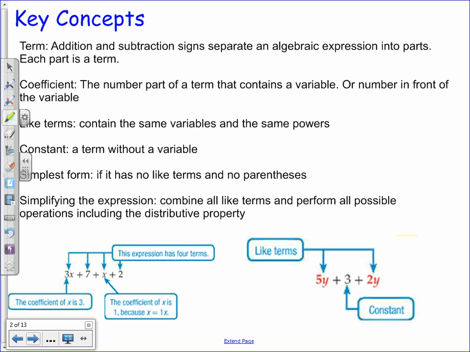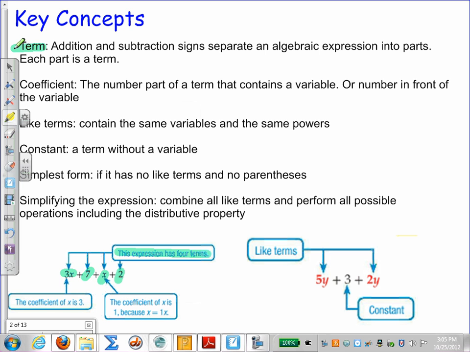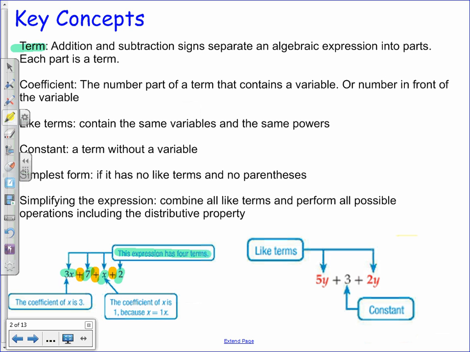Okay, so the first one we've got up here is a term. A term is when addition and subtraction signs separate an algebraic expression into parts, and each part is a term. So like down here, this expression has 4 terms. Here's a term, here's a term, here's a term, here's a term. As you can see, all of these are being split up by an addition or subtraction sign. Let's do yellow, right? So here's an addition, here's an addition, here's an addition. So it's being split by addition or subtraction. Subtraction could be in there too.